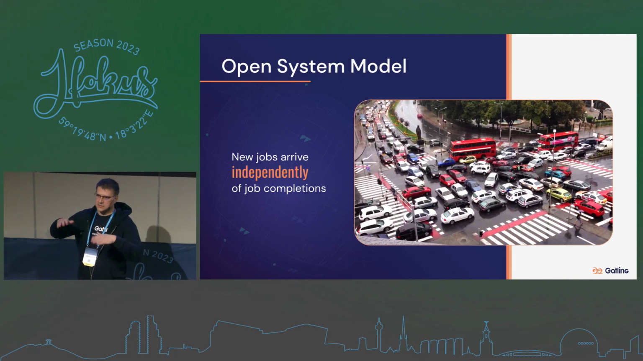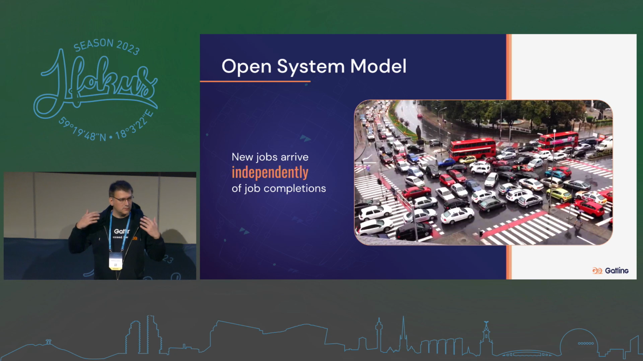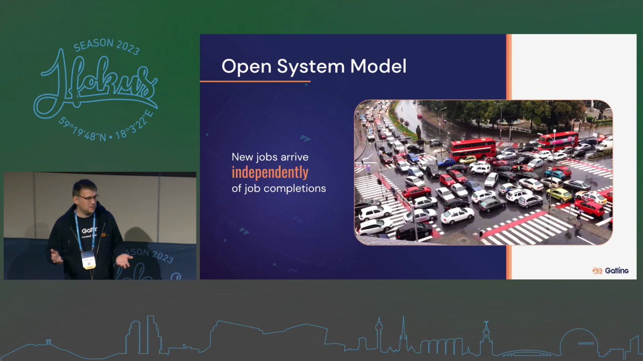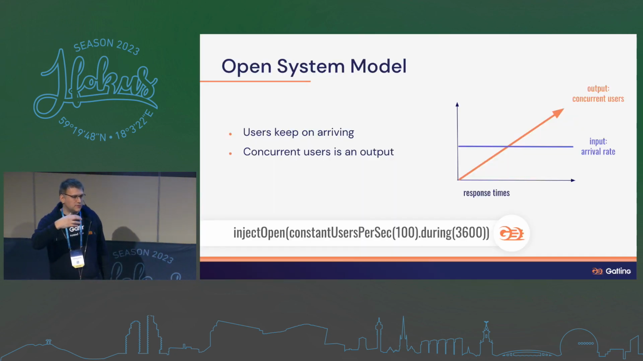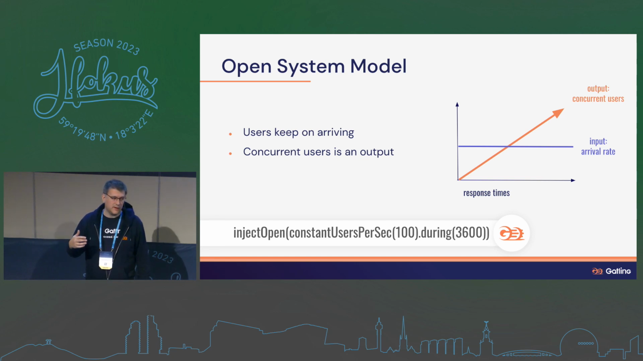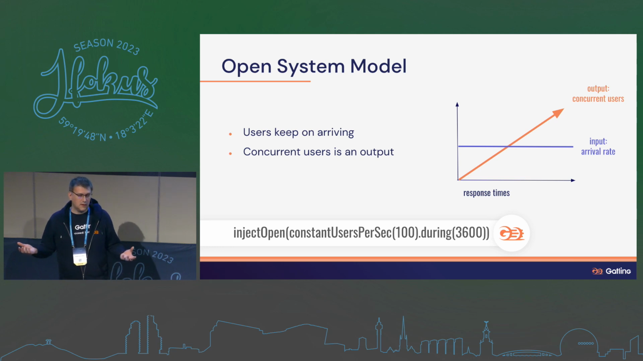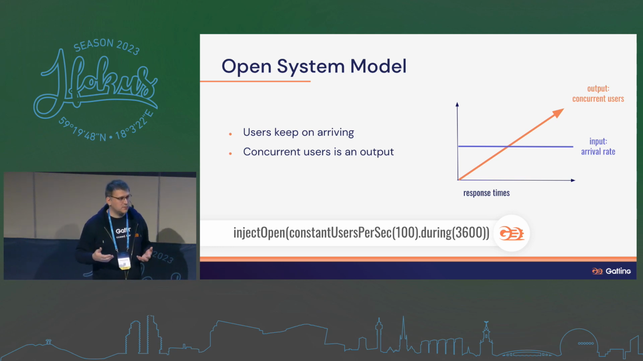New jobs keep on starting and starting and starting when they're supposed to start. And it doesn't matter if there's already some jobs running. So typically it's a website where people keep on trying to connect, even if there are lots of users already browsing the website. So users keep on arriving. In this case, what you have as your test input is the arrival rate. You define how many virtual users you want to arrive in your test, and the number of concurrent users inside the system is just a consequence.